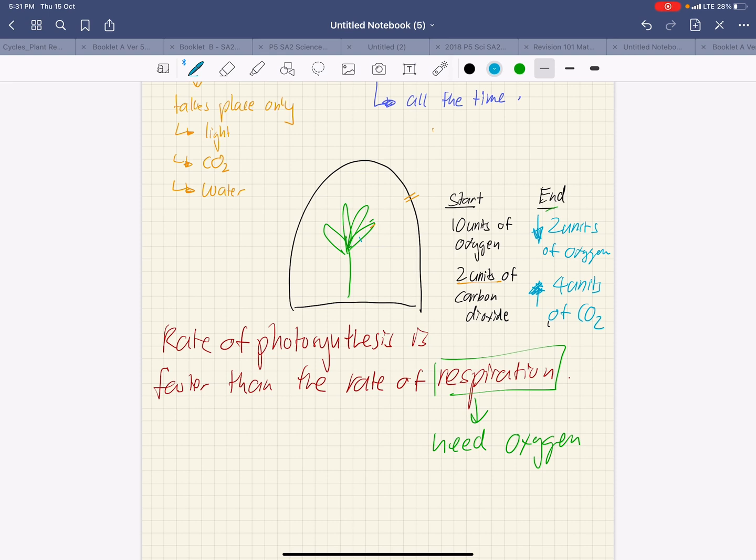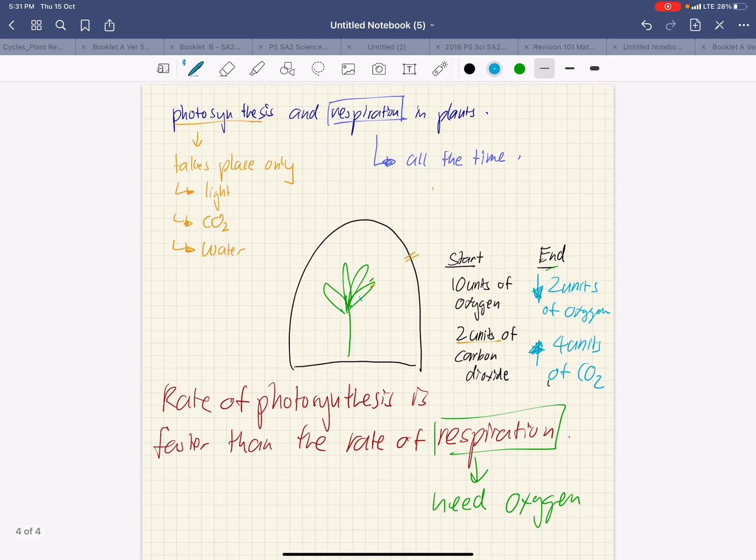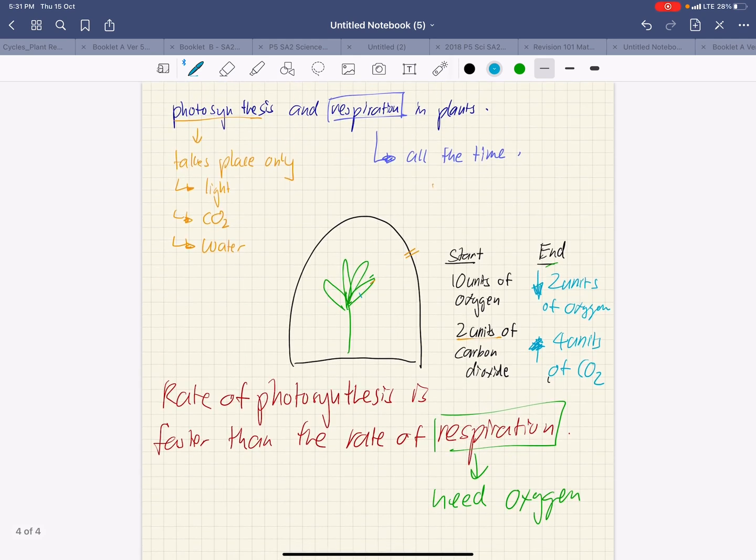Now, other common examples of how different factors can affect your photosynthesis would include many. I just want to talk about some common experiments that you might come across.